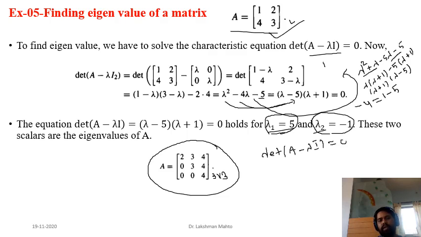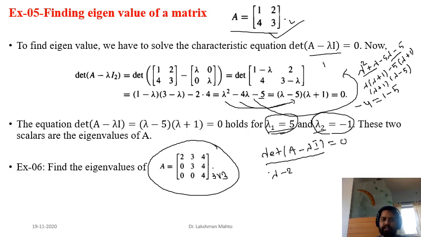So if you equate to 0, then this left hand side will take a polynomial form. So it is your homework. I am directly writing the polynomial of this one. What would be the polynomial of this one? So there is a trick. This one is a very special kind of matrix. You can observe what kind of matrix this is. So the characteristic polynomial of this matrix would be lambda minus 2 into lambda minus 3 into lambda minus 4.